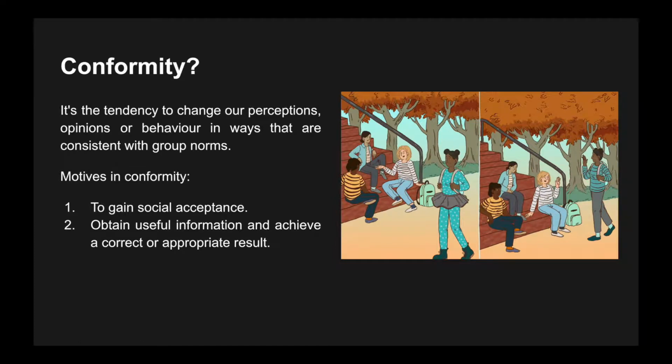Conformity, it's a tendency to change our perceptions, opinions, or behavior in ways that are consistent with group norms. In public, this is typically followed because it's difficult to breach social norms. For example, wearing blue jeans to a wedding. Motives in conformity, to gain social acceptance, obtain useful information, and achieve a correct or appropriate result.